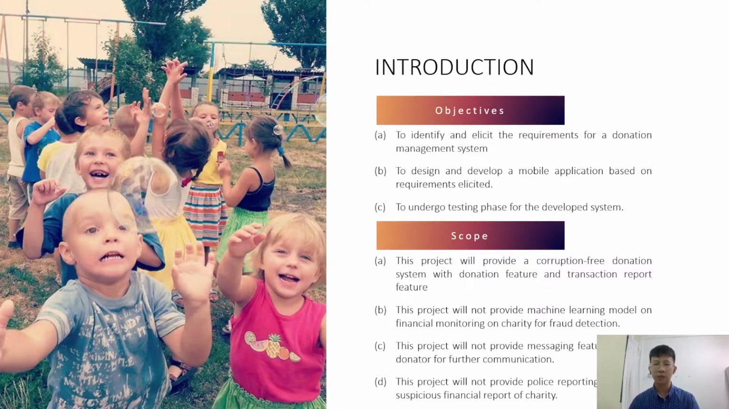The scope of this system is that this project will provide a corruption-free donation system with donation features and transaction features. Next, this project will not provide a machine learning model on financial monitoring of charities for fraud detection. Moving on, this project will not provide a messaging feature between donators and the charities for further communication. And next, this project will not provide a police reporting scheme for suspicious financial reporting of charities.